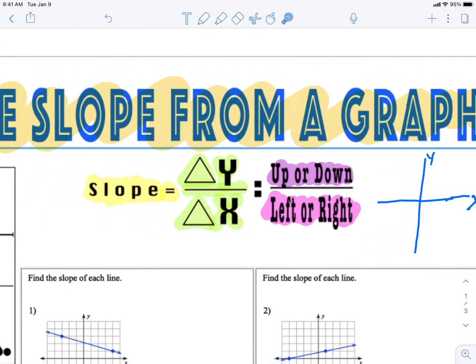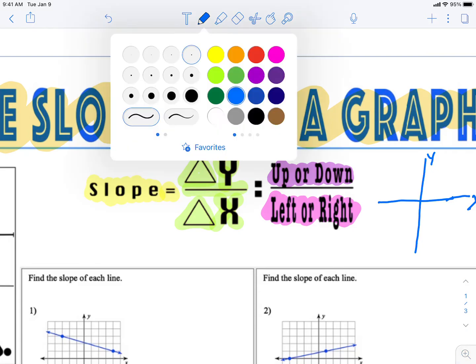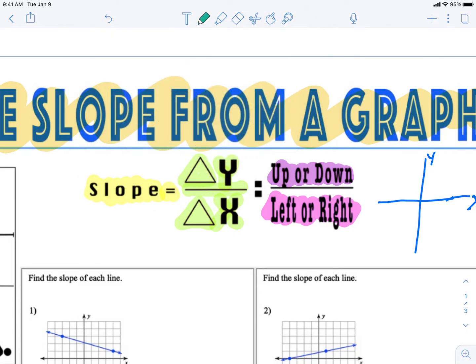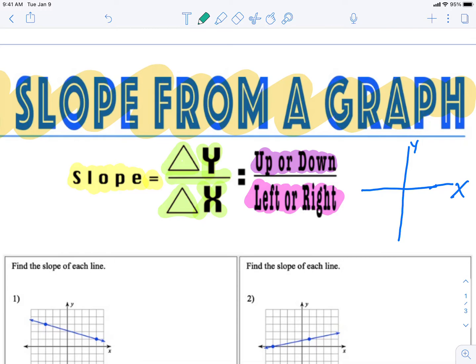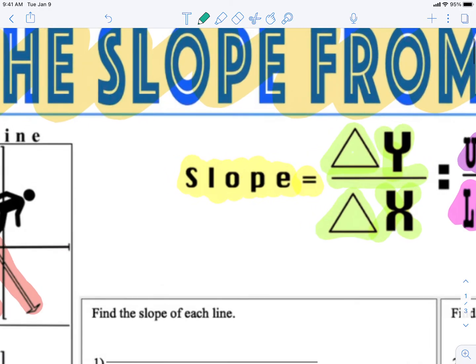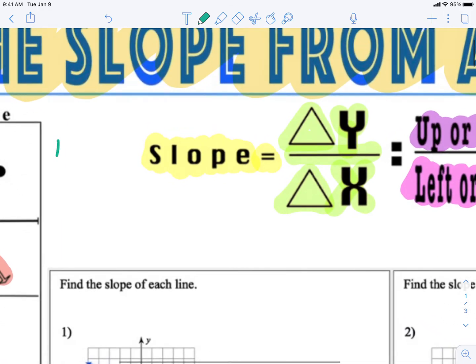Now, one more thing about slope is that scientists a long time ago decided that slope needed a letter. So what letter represents slope? Sometimes scientists a long time ago, I have no idea why, decided that m is equal to slope.